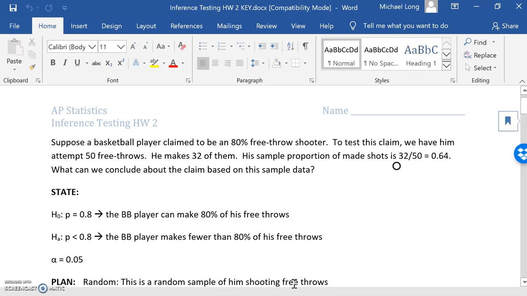What we're going to do is use an alpha level to help us determine that. If these results of him making 64% of his free throws would occur less than 5% of the time if he was truly an 80% free throw shooter, then we're going to say we don't believe him. But if these results would occur more than 5% of the time, meaning that getting only 64% happens fairly often if you're an 80% free throw shooter, then we're going to believe him and say you're right. And so this alpha level helps us make a decision one way or the other. This is how it works.